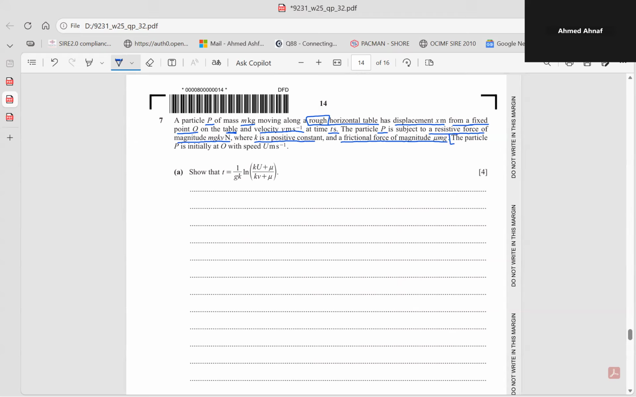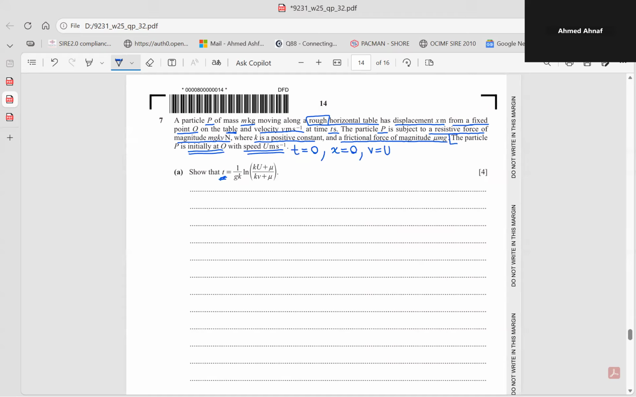And then the initial conditions is that the particle P is initially at O with speed u meters per second. So what this means mathematically is that at time t equals 0, the displacement x is 0 because it's at O, and the speed v is u. So these are the initial conditions. So using all this, we need to show that t is equal to all this.